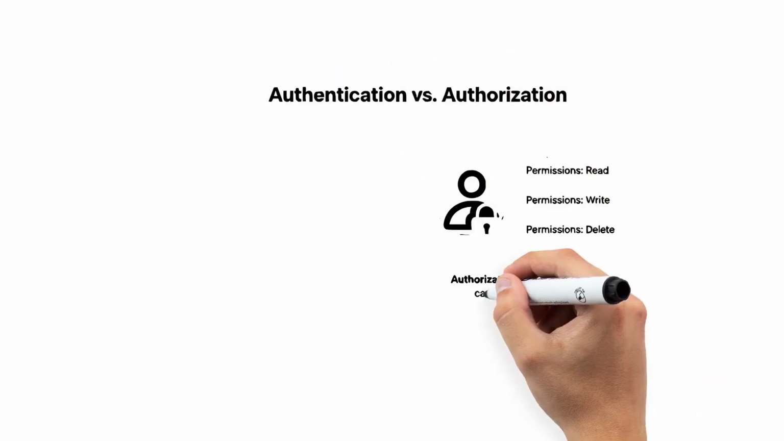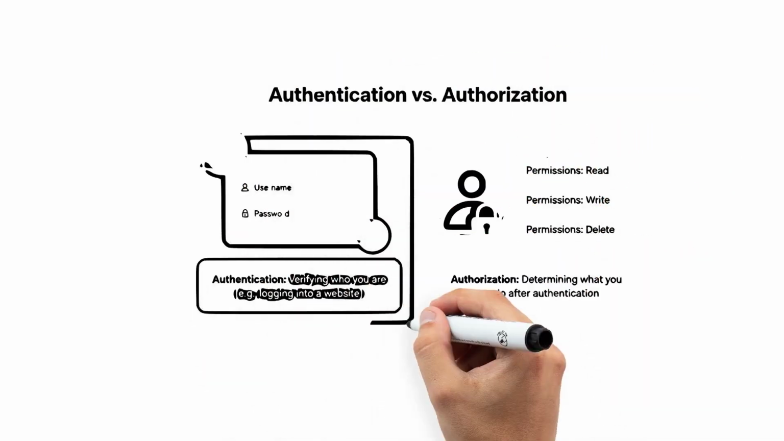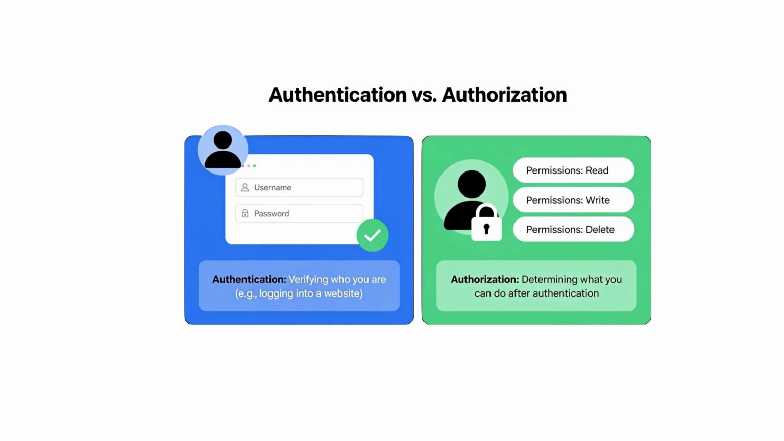Authentication is basically about verifying who you are. It is like when you try to log into a website and you use a username and password. That process checks to make sure that you are who you claim to be. Authorization, on the other hand, is what you are allowed to do after you have been authenticated. So once the system knows who you are, it decides what permissions you have.